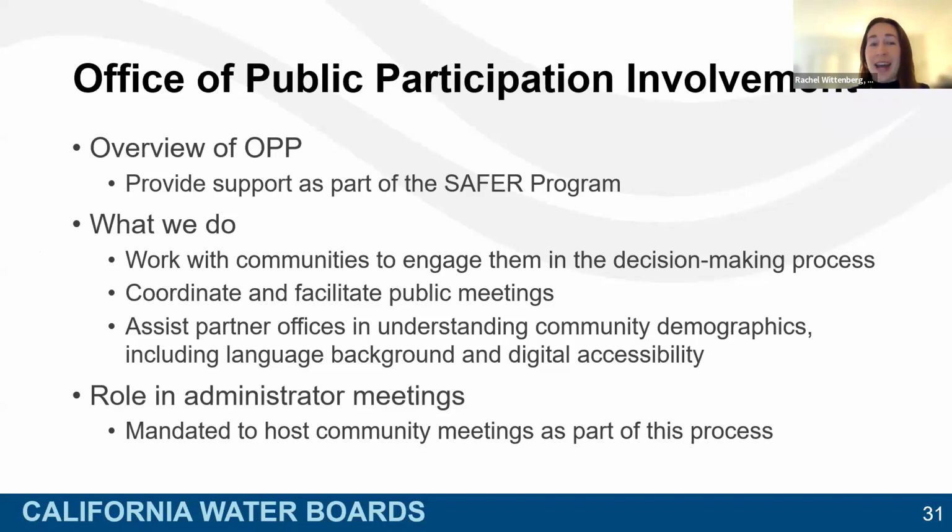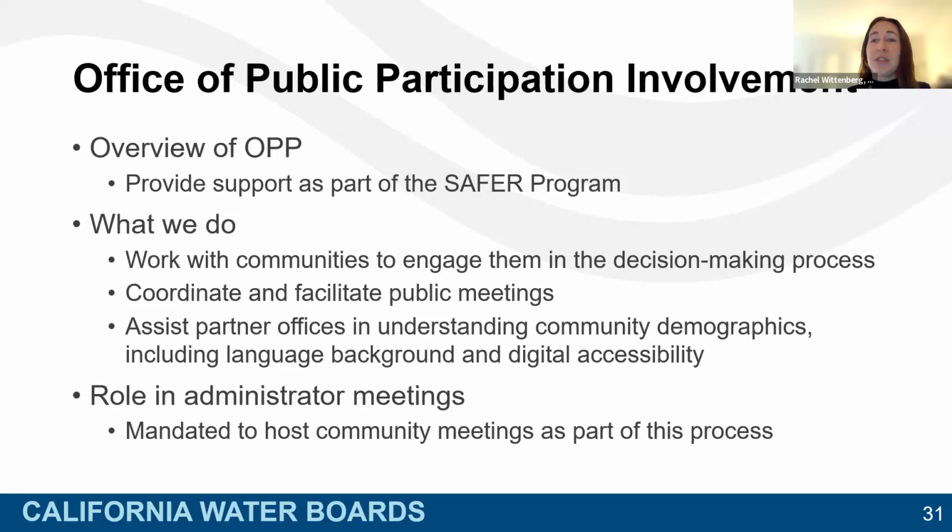Also, ensuring equitable access is key. So to that end, OPP identifies needs for translation and interpretation services and determines what type of outreach is appropriate for the community. This includes assessing digital accessibility. For example, in some cases, digital surveys or Zoom meetings may be appropriate, but in others, door knocking and maybe meeting at a local school might be more effective. So it's all about determining what's going to be in the best interests of that particular community.